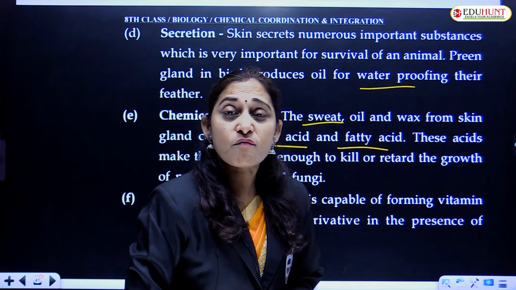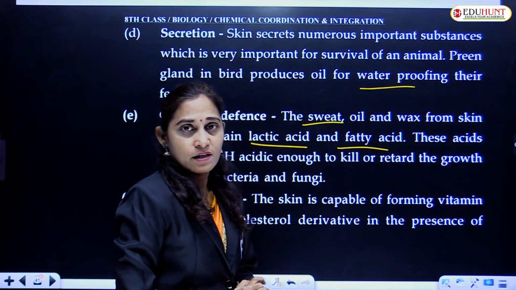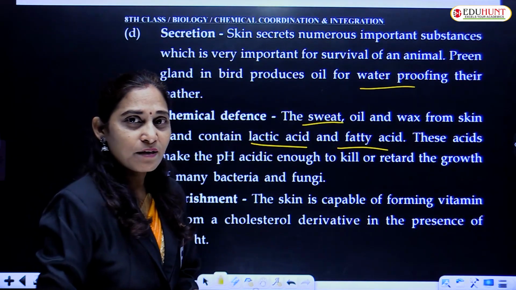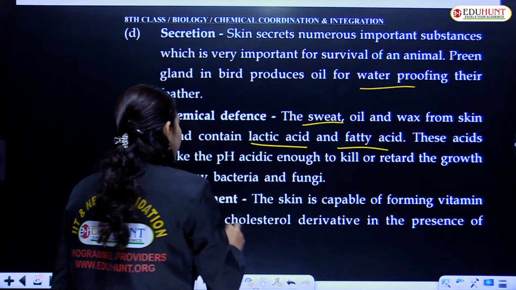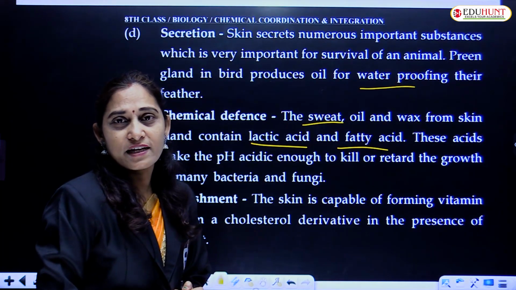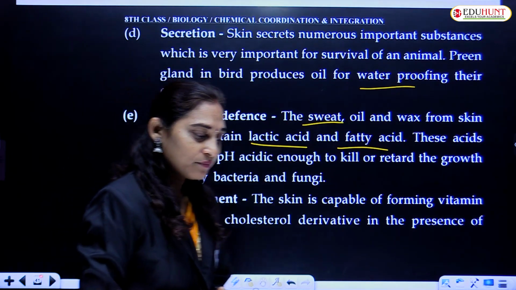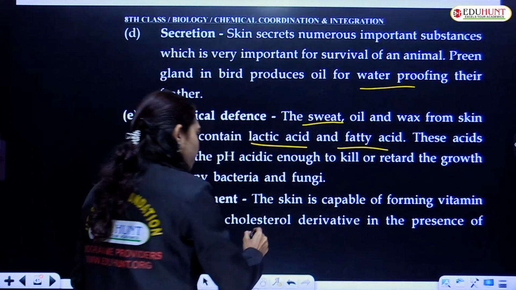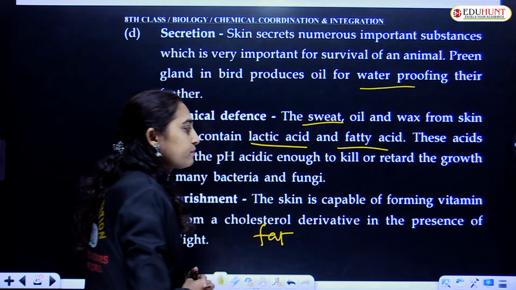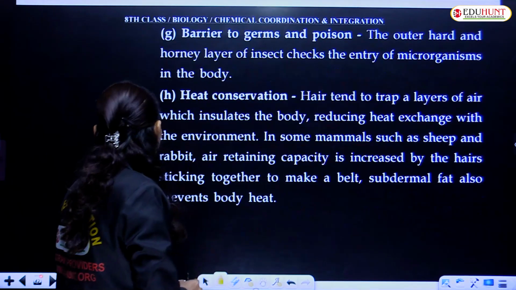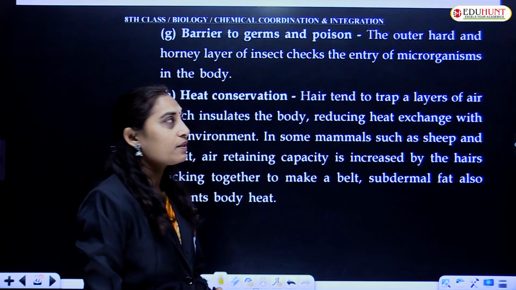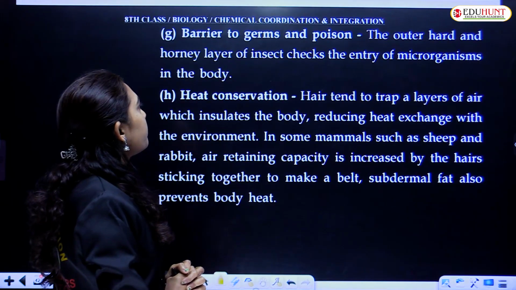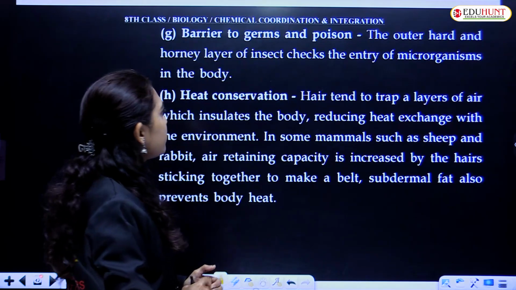Next one is the nourishment of skin, like synthesis of vitamin D in the presence of sunlight. Plants synthesize food in sunlight, but animals synthesize vitamin D from the sun. It is a cholesterol derivative, that is fat. Cholesterol means fat. In sunlight, this vitamin D is synthesized, and it acts as a barrier for germs and even poison.